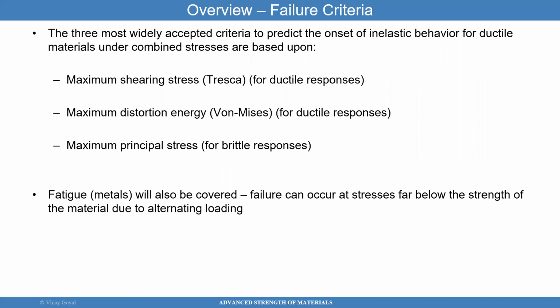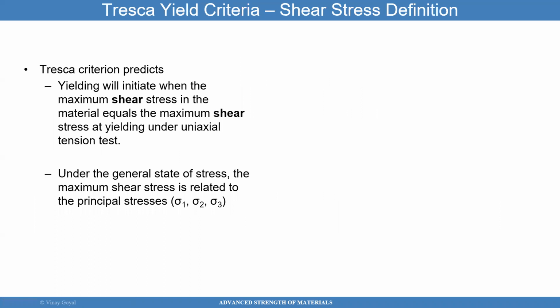Then you have the maximum distortion energy theory, and that's the one that's also connected to ductile responses, von Mises. And then finally, we have maximum principal stress, which is really intended for brittle responses. The fatigue from metals will be covered later on. But here, what you're looking for is when the system fails at a particular strength level and how to deal with multi-axial loading conditions. So let me cover the first one first, which is the Tresca criterion.